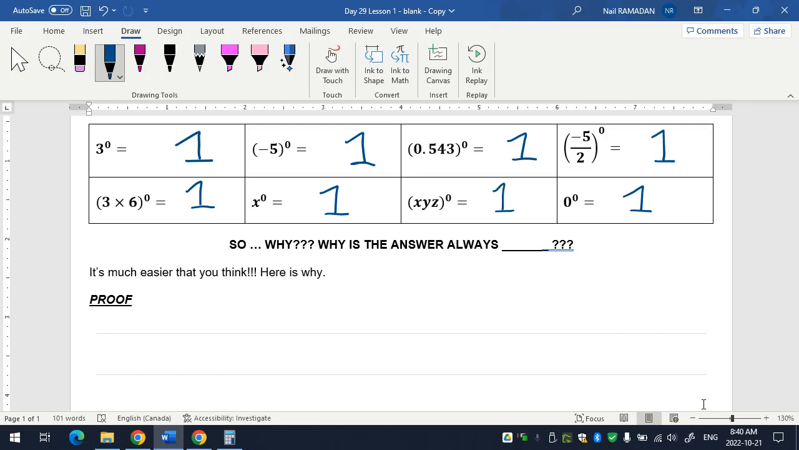So again, by the way, I am never going to give you 0 to 0. I'm always going to stay away from that case. We're always going to give you something to 0, and that something will never be 0 itself.